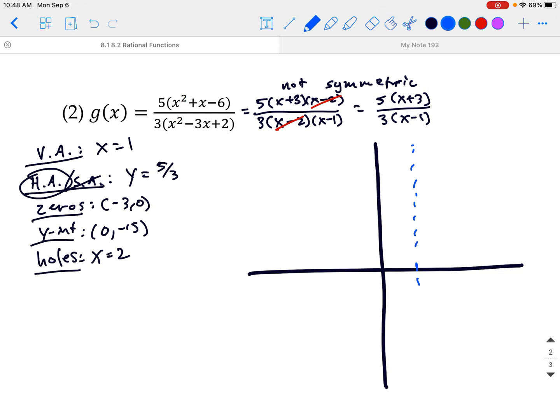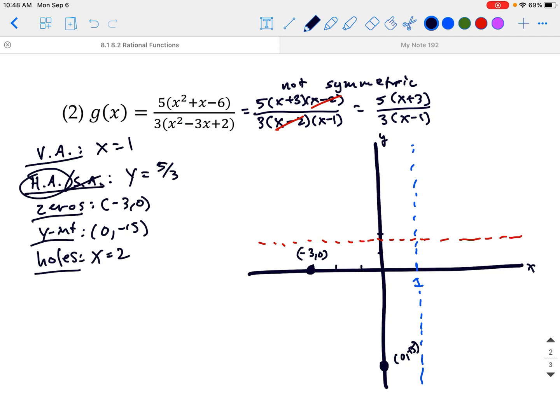So let's go ahead and put these on our graph. So we've got our vertical asymptote, we've got 5/3 is between 1 and 2, so we've got our horizontal asymptote. And then we've got some points. So we've got negative 3, 0 is a point, 0, negative 15, so down here. So we kind of know what the behavior is going to be on the left. So we've got those two coordinates.